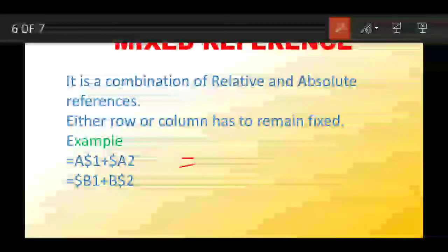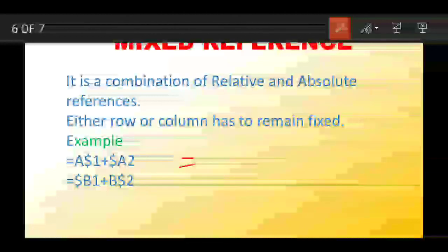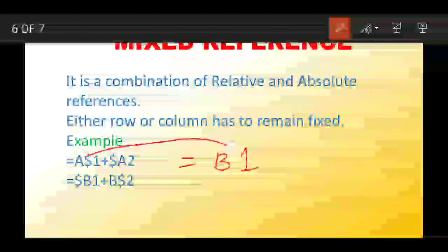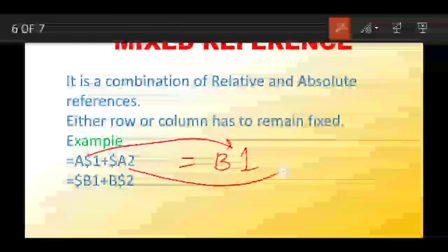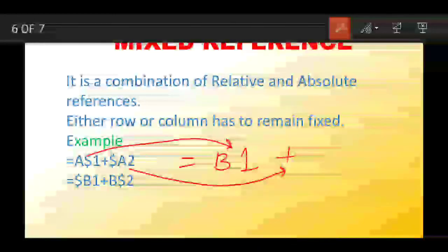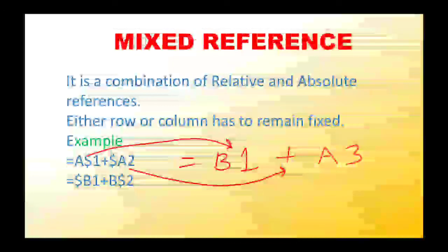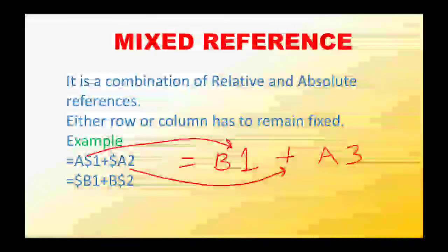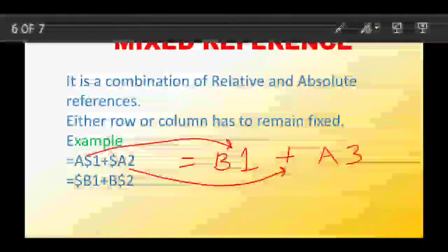Just by copying it to B3, it may become B1, and this value will be plus A3. Okay, now this is the difference between all these kinds of cell references. So this is the end of chapter number 13, and in the next video we will discuss chapter number 14.